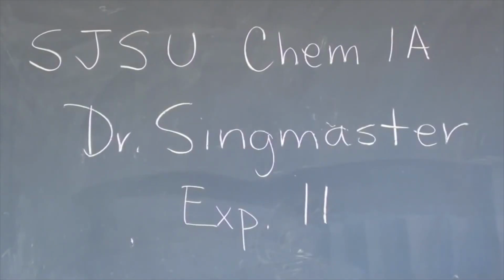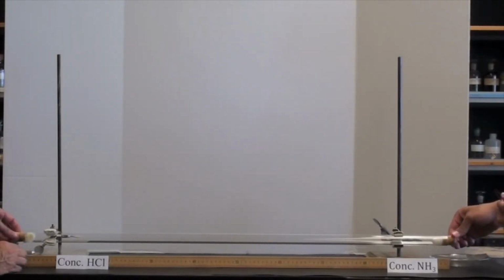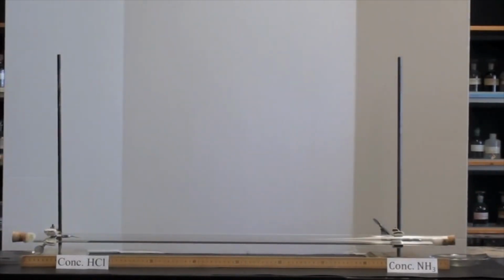So I'm going to use this college video here to actually demonstrate what's going on and let you see it as a college student would. We have a tube that is approximately 1 meter long. On one end, we're placing a cotton ball moistened with concentrated ammonia. On the other end, we've placed a cotton ball moistened with concentrated hydrochloric acid.